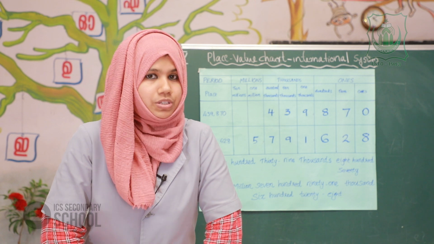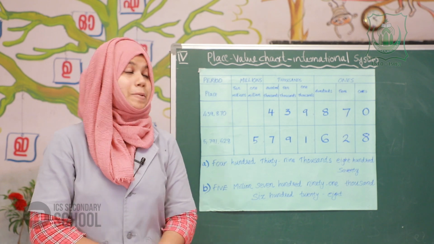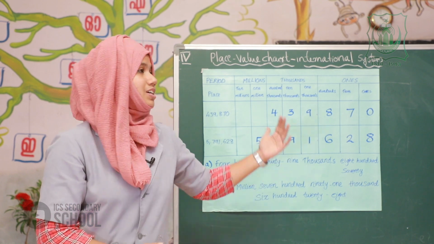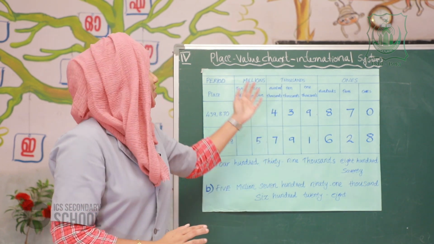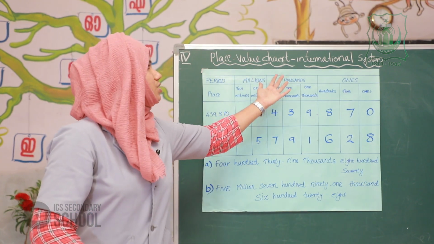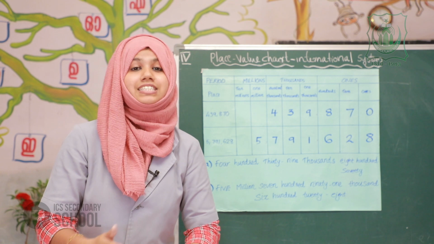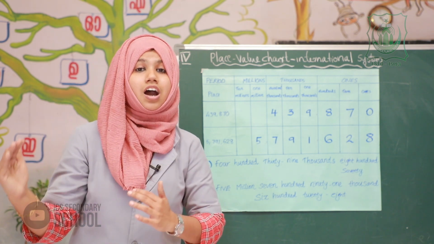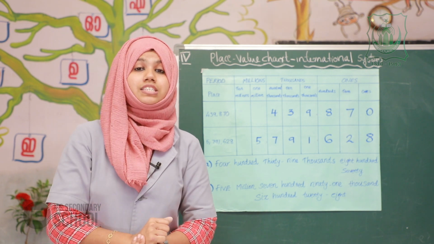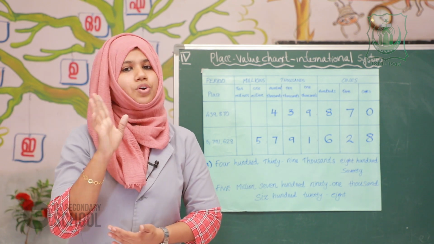Now, we are going to learn a new topic, and that is the place value chart, international system. Do you remember we learned about a similar chart, the place value chart, Indian system? What is the importance of the place value chart, Indian system? We represent large numbers in it, and we make their reading and writing easy. Do you remember? Okay, very good.